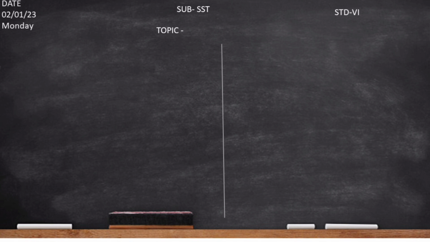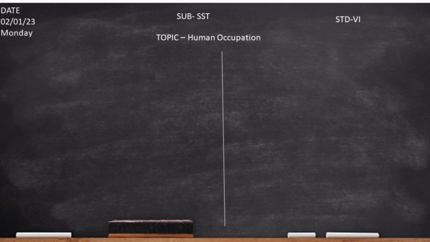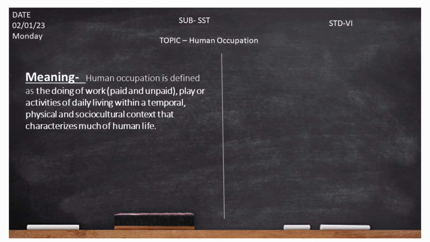Students, our today's topic was human occupation. I explained to you the meaning of human occupation. What is human occupation? It is defined as the doing of work, play or activities of daily living within a temporary physical and social cultural context that characterized much of human life. Humans have to engage in some activities to earn money so they could fulfill their basic necessities. Further, I explained that human occupations are classified into different types.